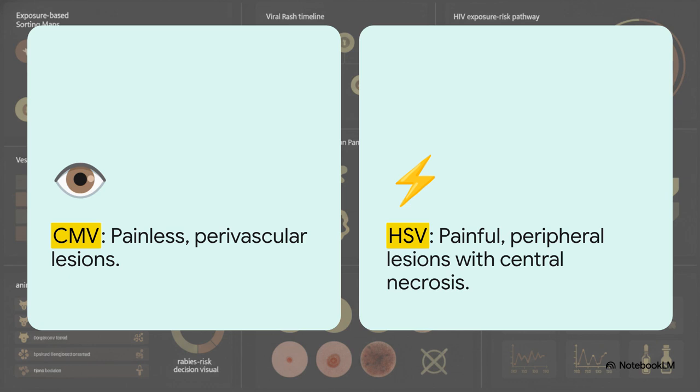In stark contrast, HSV and VZV retinitis, which manifest as acute retinal necrosis syndrome, are acutely painful. They can occur at much higher CD4 levels, and they present with peripheral pale lesions accompanied by central retinal necrosis. For CMV retinitis, standard systemic antivirals might not be enough for severe vision-threatening disease involving the macula. Those cases specifically require direct intravitreal injections of ganciclovir.